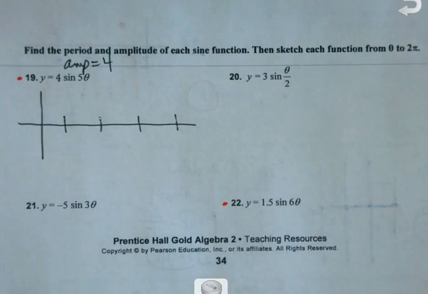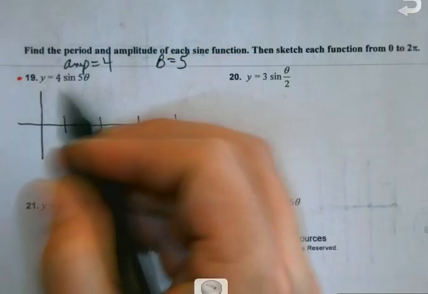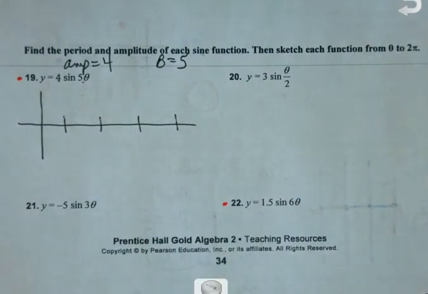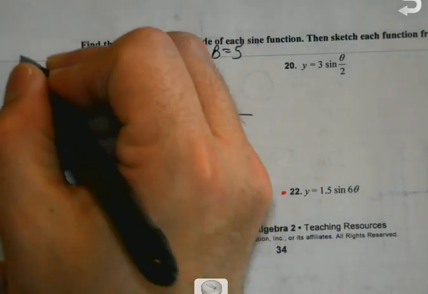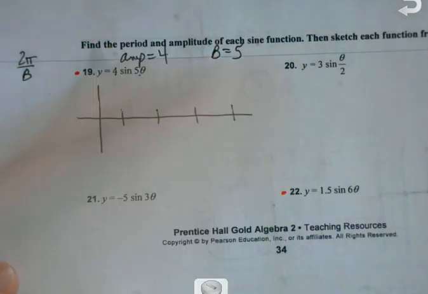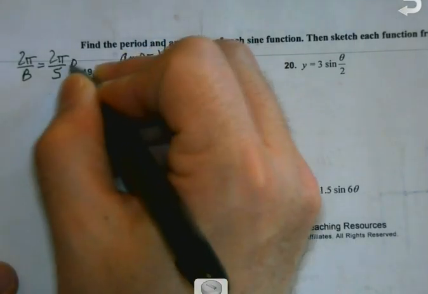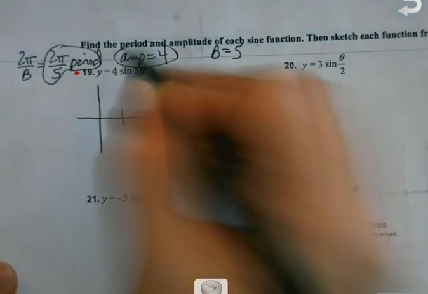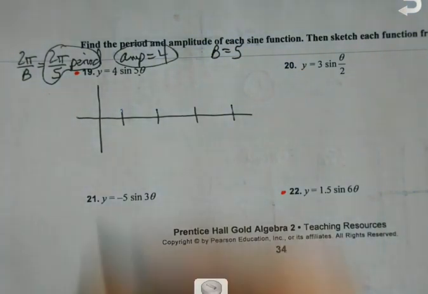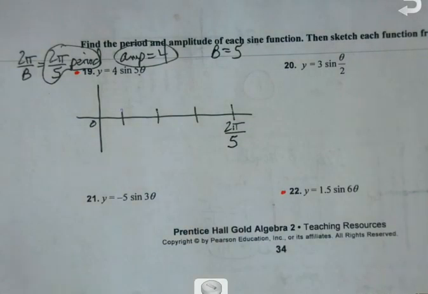My a value, my amplitude is 4, so that's not a big deal. My period, my b value is 5. I just get it from whatever's in front of theta or x, those things are interchangeable. So first find my period, which is 2 pi over b. So 2 pi over 5 is my period. I've got my period, got my amplitude. I know I'm starting at 0, I know I'm ending at 2 pi over 5.